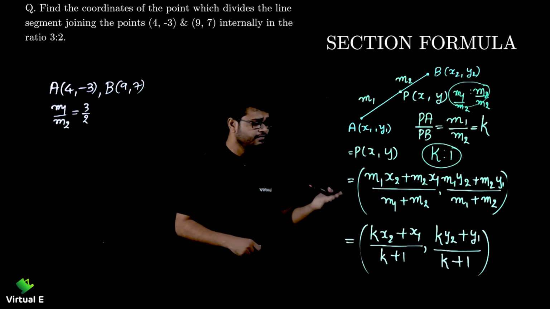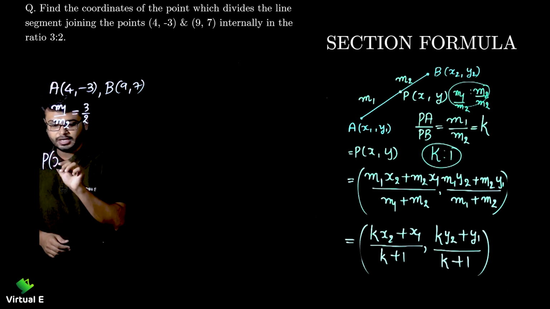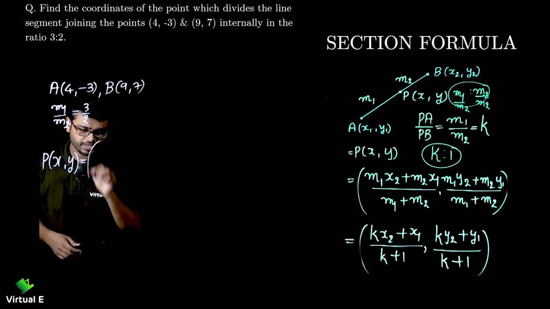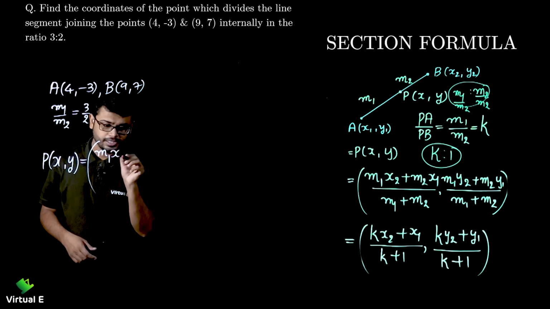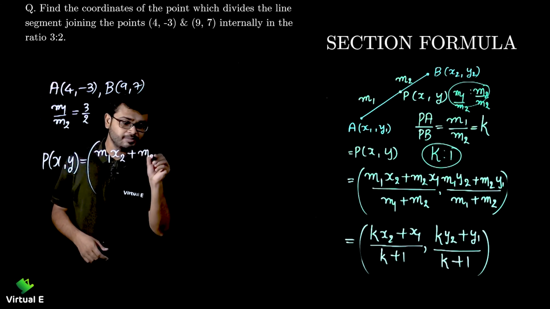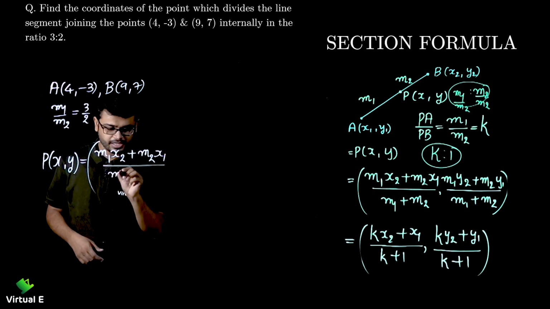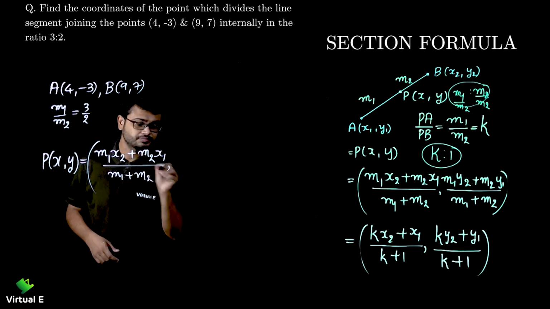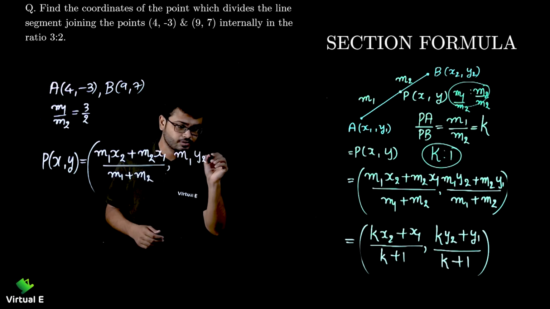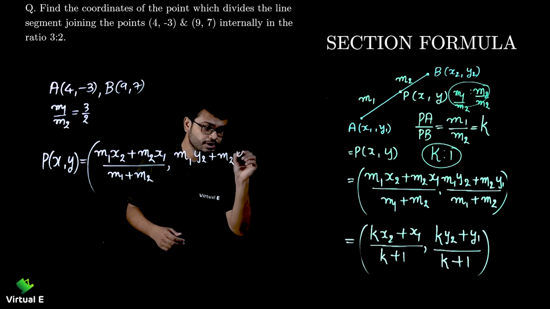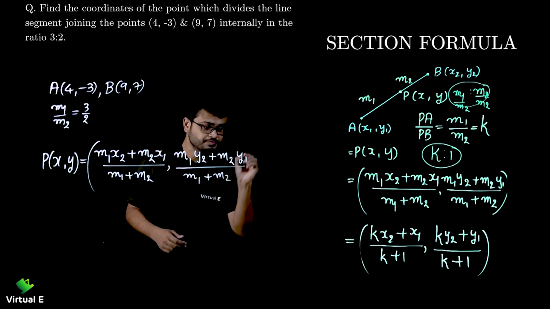Let's write the formula and apply the values. So the formula is, let's say, P(x, y). First of all, write the formula, which is, if you take M1, what you need to take? Alternately x2, plus if you take M2, alternately what you need to take? x1, divide by M1 plus M2, comma, let's write the y coordinate. If you take M1, you need to take y2, plus if you take M2, you need to take y1, and denominator M1 plus M2. Simple.